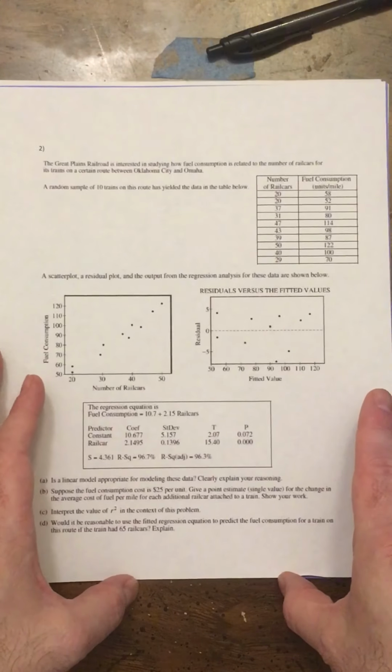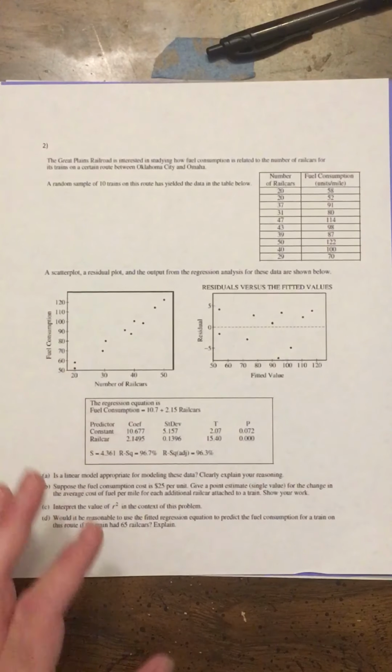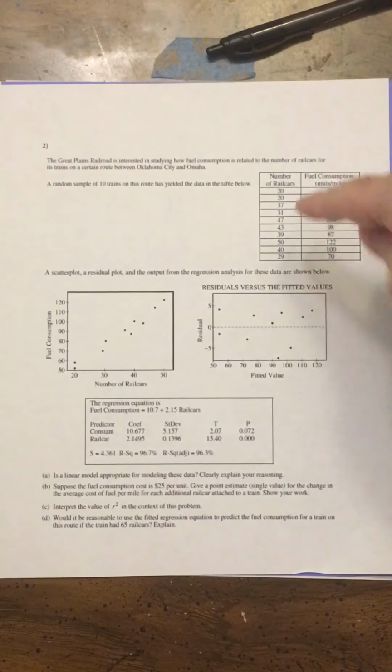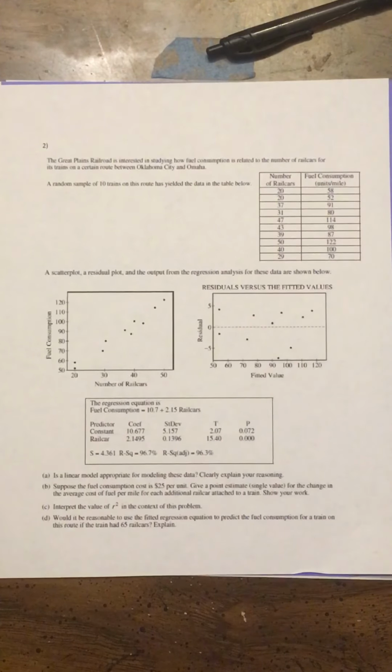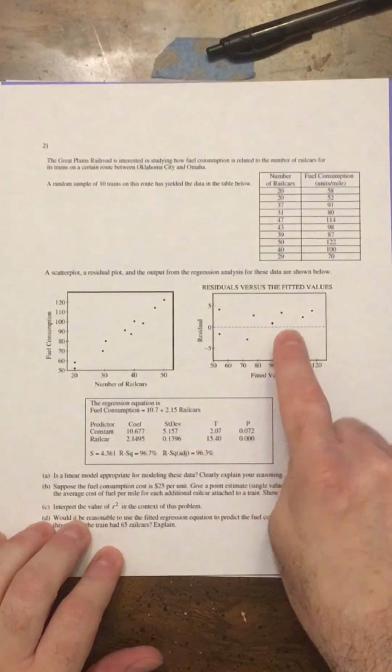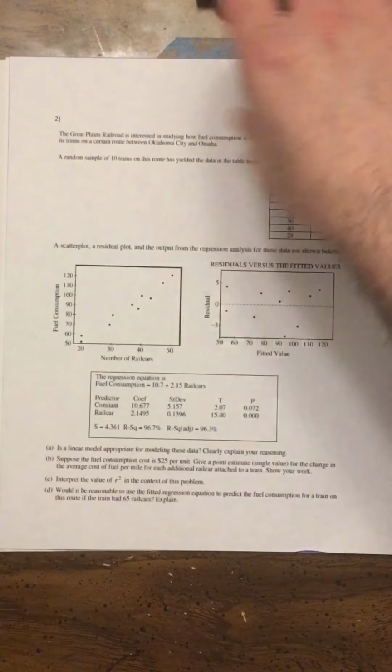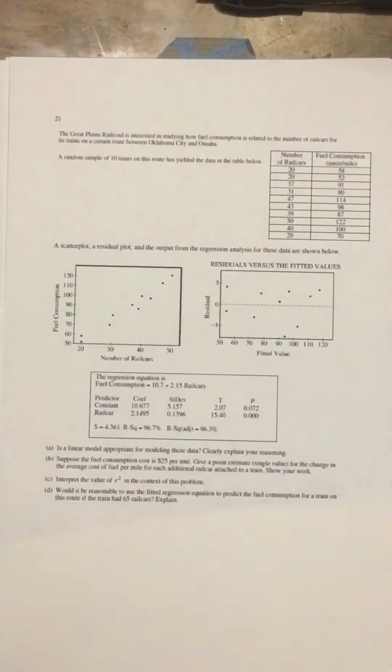Let's take a look at the next question. We might have done this question in class already, but it has a lot of good parts to it, so we'll take a look at it again. All right, so let's see what it says. The Great Plains Railroad is interested in studying how fuel consumption is related to the number of rail cars for its trains on a certain route between Oklahoma City and Omaha. Here's a random sample of 10 trains and the number of rail cars and the fuel consumption, right? Here's a scatter plot. Here's the residual plot, right? And they gave the data in this section right here. I'm going to get a piece of paper out because there's going to be no room to work here.